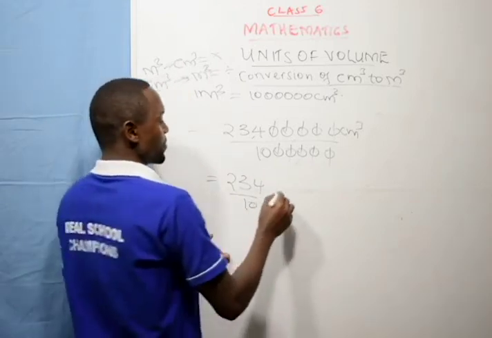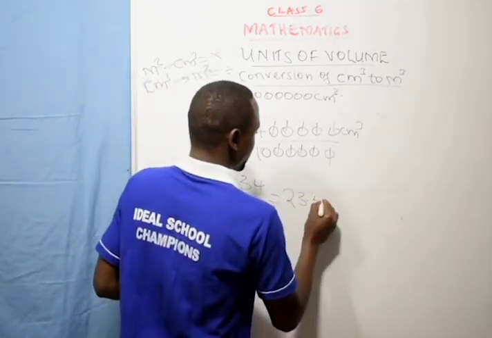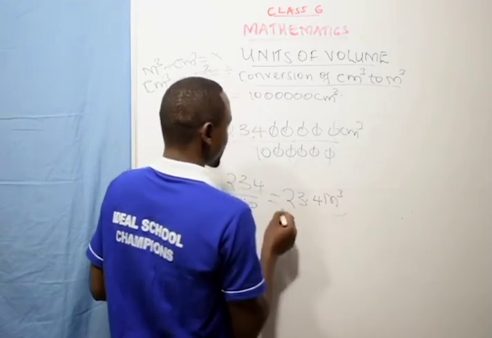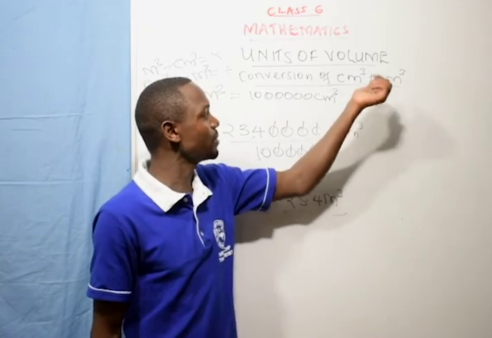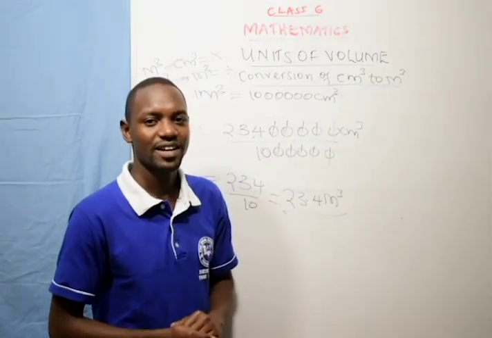This one will be 23.4 cubic meters. So that is how we convert the units of volume from cubic centimeters to cubic meters and vice versa.